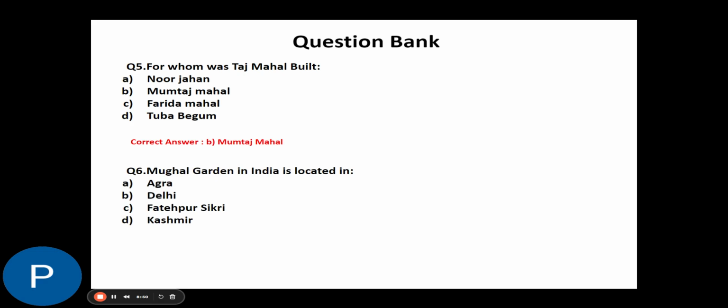Now coming to the next question, the Mughal Garden in India is located in. As we can see, the Mughal Garden in India is the Shalimar Bagh, and as we have studied in our lecture, it's located in Kashmir. The exact precise location is Srinagar, Kashmir.